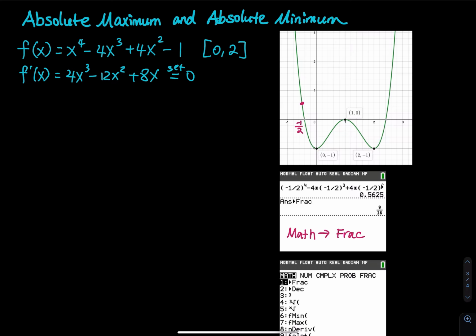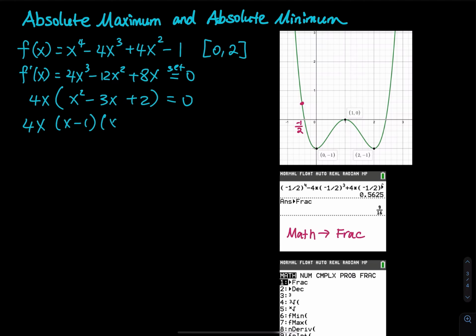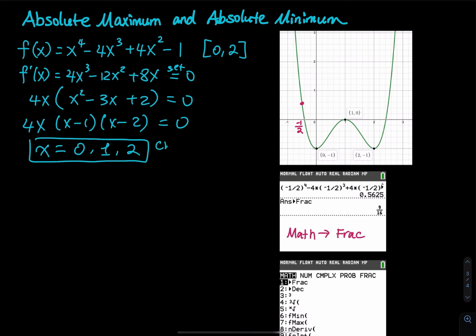So let's take a 4x out, so we have x squared minus 3x plus 2, and then let's factor this one more time. So this is a negative 3, positive 2, so that is x minus 1 and x minus 2 equals 0. Therefore x equals 0, x equals 1, and x equals 2. They are my critical numbers, right? So, critical numbers.